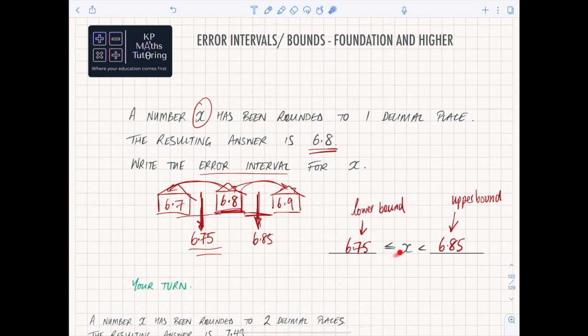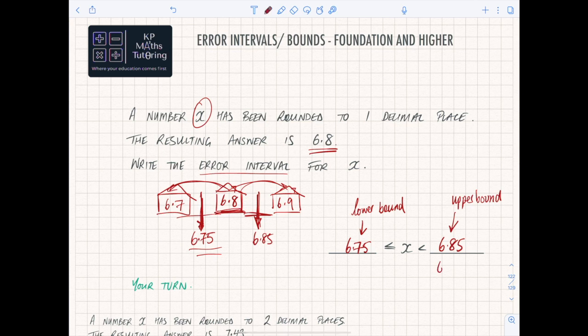Now, why do these inequality signs matter? Well, the number is 6.8, so eventually what we need is this to round to 6.8. So the number 6.75 is less than or equal to 6.8. The reason it's less than or equal to is because if it was equal to this, the 5 would push that 7 up to an 8 to make it 6.8. However, if my number actually was 6.85, the 5 would push that up to a 9. The reason that we then have this inequality is because we're saying it has to be less than 6.85.